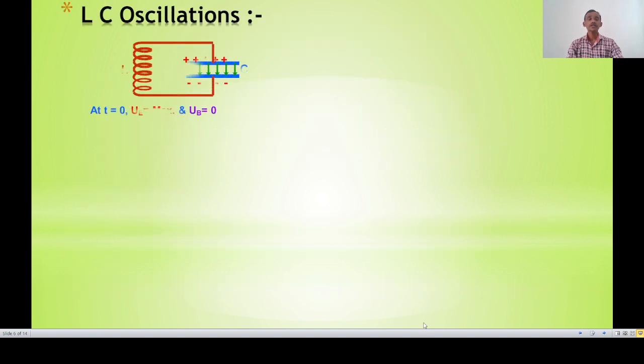Now we have to discuss LC oscillation in detail. First of all, consider a fully charged capacitor connected to a purely inductive coil having inductance L. Initially, at time t is equal to zero, the energy is stored in the form of electrical energy in the capacitor, and there is no current through the circuit initially, therefore there is no magnetic energy in the inductor. Therefore we can write UE is maximum and UB is equal to zero. That is, the total energy is stored as electrical energy.